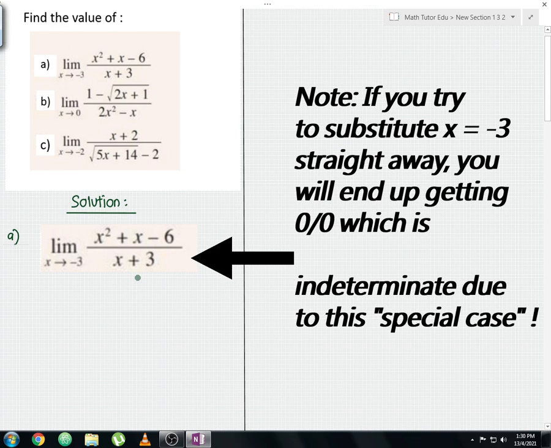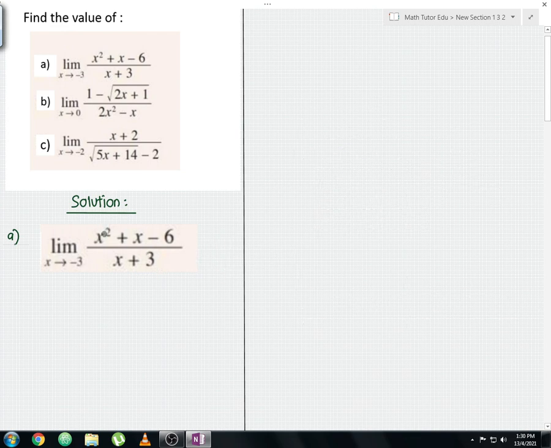So in order to get a solution, this x squared plus x minus 6, you need to factor them out. So how are you going to perform the factorization? Let me show you in the working over here. From here, limit when your x approaches negative 3. This x squared plus x minus 6, you factor them out. So from here you should get x minus 2, and then you should get x plus 3, and then you divide with x plus 3.